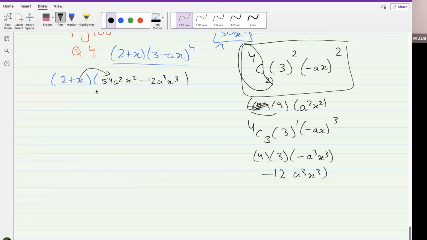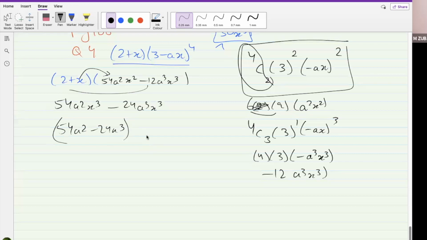So we multiply these two. We get 54 a square x cube minus these two, 24 a cube x cube. And 54 a square minus 24 a cube is equal to 30. Coefficient of x cube is 30. If I take out common a square, this is 54 minus 24.